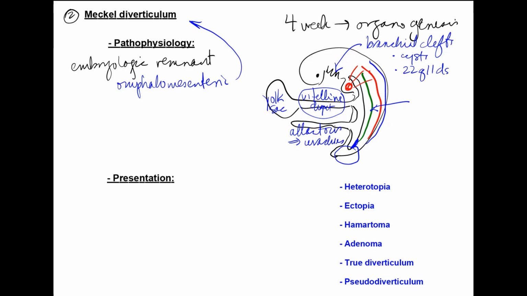Failure of the involution of the omphalomesenteric, also known as the vitelline duct, forms Meckel's diverticulum. It can best be thought of as the rule of twos. It's present in 2% of the population.